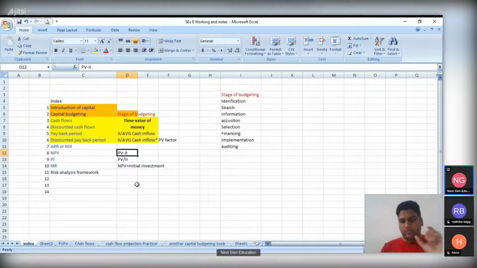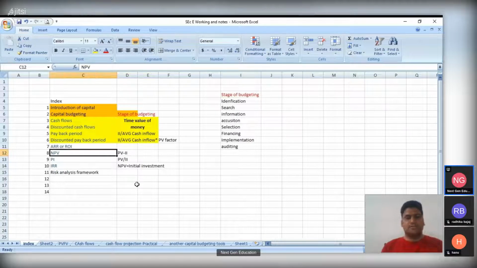Whatever be the present values, sum up all the present values and minus your initial investment. You will get the NPV amount. Got it? So if your NPV is positive for any project, we will definitely accept this project.